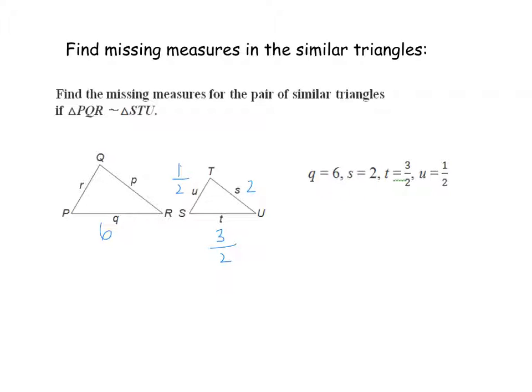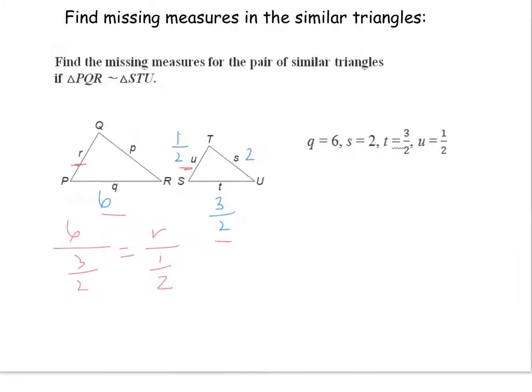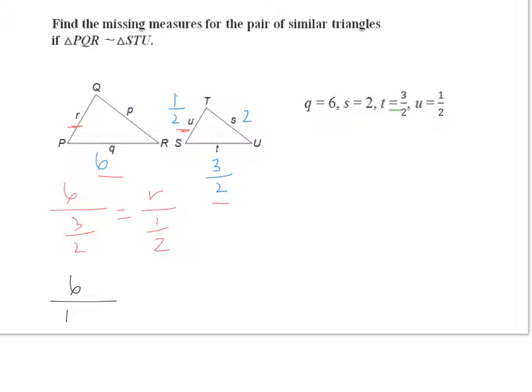Now we can go ahead and set up ratios and proportions that will match up the sides of the two triangles. So let's look at solving for R first. I would set this up as saying 6 over 3/2, so I'm going to compare those sides first, equals R, the unknown, over this side right here, which is 1/2. And if I need to look at that a little bit differently, I could also write that as 6 over 1.5 is equal to R over 0.5. And now I just need to cross multiply and divide, and I get that R is equal to 2.